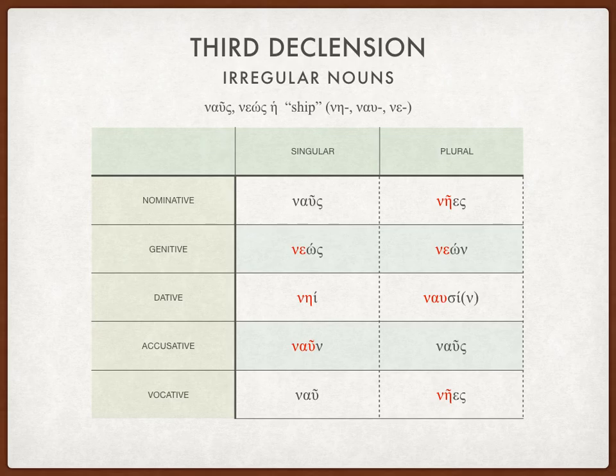So for sometime this weekend, carve out some time to just go over this on your own and go through naus, neōs, nēi, naun, neōs, neōn, nausi, naus, neas. There's nothing really to do but to memorize it, unfortunately.